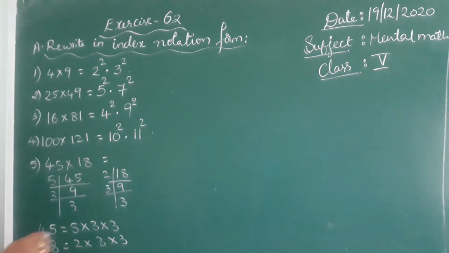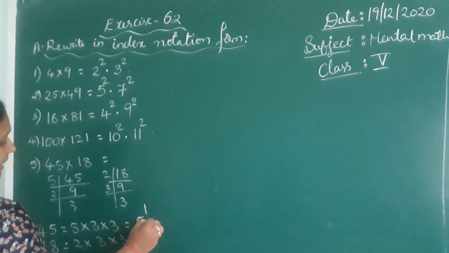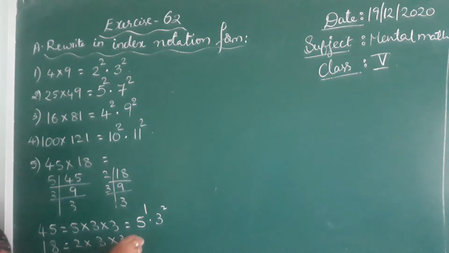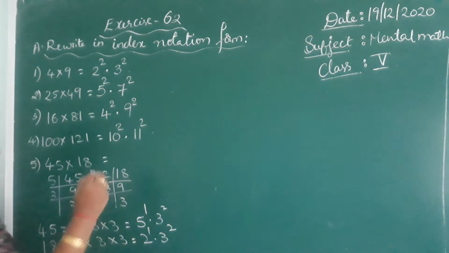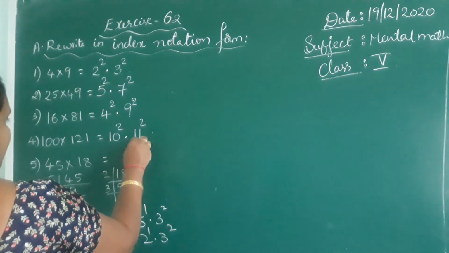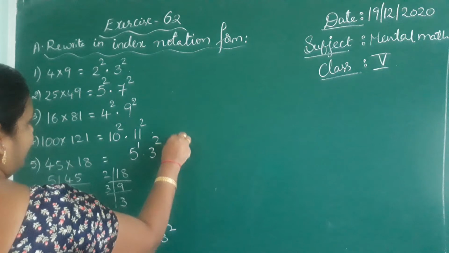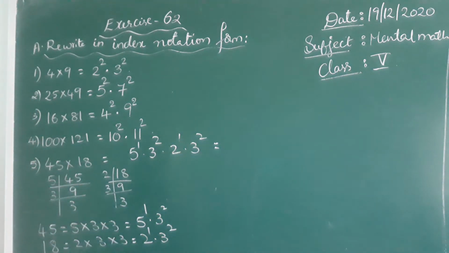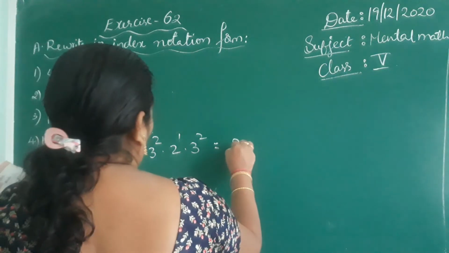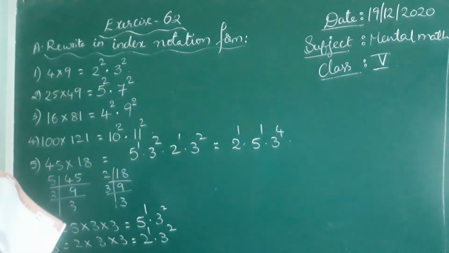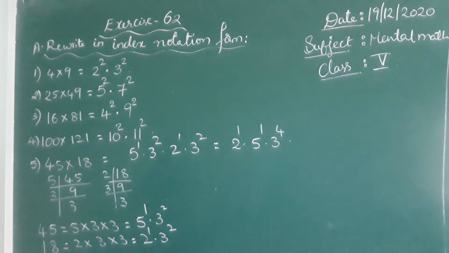Okay, here if you observe, we can write it as 5 power 1 into 3 square, because 3 was repeated 2 times. Here also it can be written as 2 power 1 into 3 square. Simply you can write it as 5 power 1 into 3 square into 2 power 1 into 3 square. Here 3 was repeated 2 times. Yes? So 3 square into 3 square, 3 to the power of 4. So it's nothing but 2 power 1 into 5 power 1 into 3 power 4. Like that we can write. Okay, see the next one children.